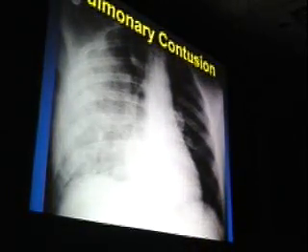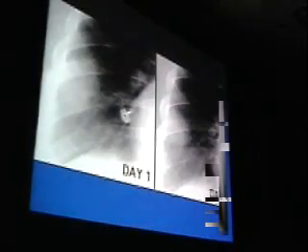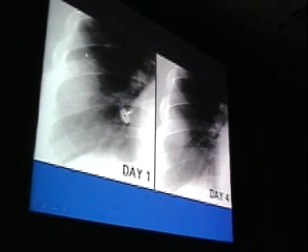This was a pulmonary contusion. This is a pulmonary infarct. Notice on day one, a fairly large area of peripheral wedge-shaped opacity abutting the pleura. The margins are not so well defined, but by day 4 it's becoming very well defined. This is termed a melting sign. But one of the characteristics of pulmonary infarcts is as they heal, they become more well defined.